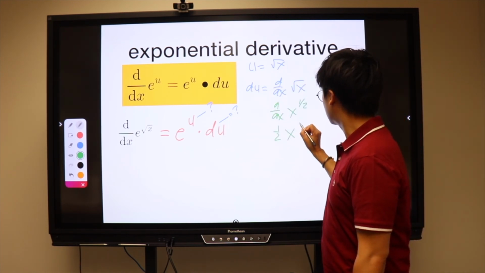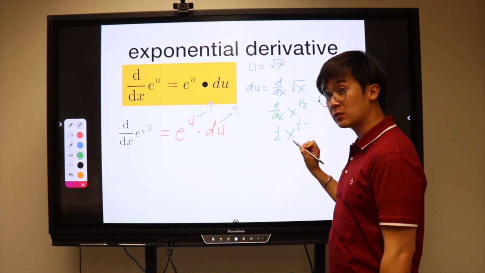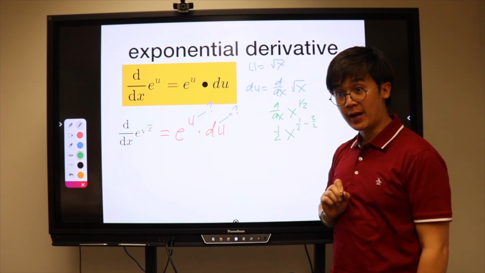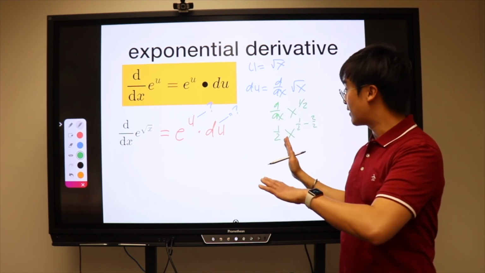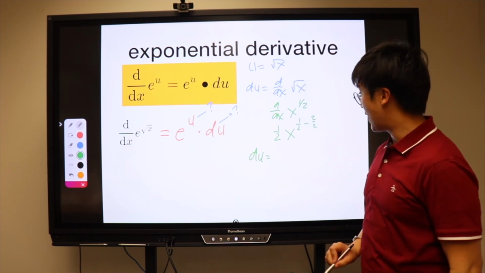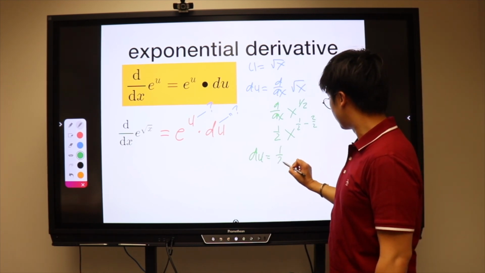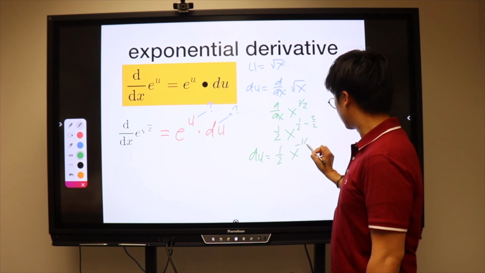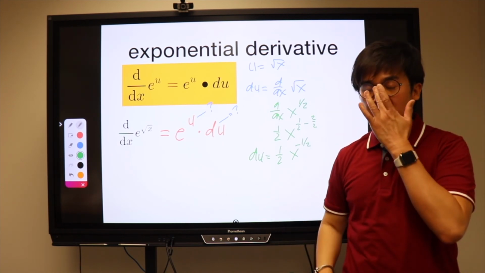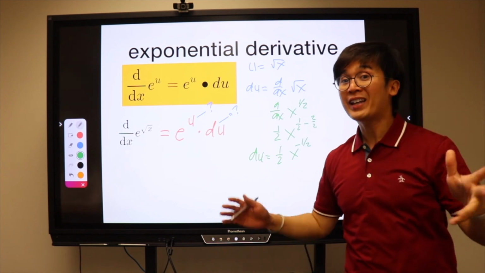1/2 x to the 1/2 minus 2 over 2, right? So by simplifying this, we'll be able to find the du. And what is the du now? 1/2 x to the negative 1/2. And we're finished. However, we can make it prettier.